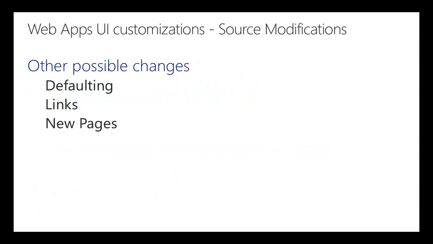So again, I just demoed some pretty simple stuff to get started, but other possible things you can change, things like maybe you want to change something to default a particular task or project or sub-account, maybe you want to add some custom links here and there, maybe you want to add whole new pages. You can do all that with the source.